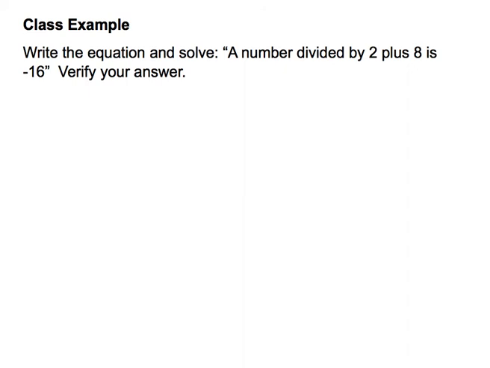Oh, let's change some words into equations and solve it. So again, turning these into an equation, a number divided by 2 plus 8 is negative 16. I'm going to call my number a this time. I'm going to divide by 2. I'm going to add 8. And "is" always means equals, is negative 16.